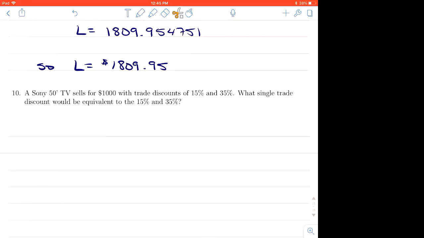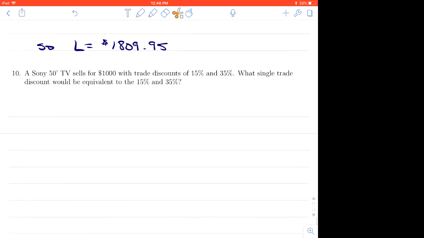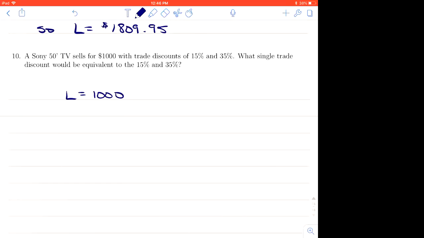Even if we didn't know the list price, we can still find a rate that's equivalent to these two rates. If you're having troubles with that one, we can go through it together later. But for now, I'll just list the things that we have. We have a list price of 1,000 again. D1 is 0.15 and D2 is 0.35.